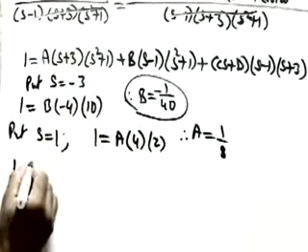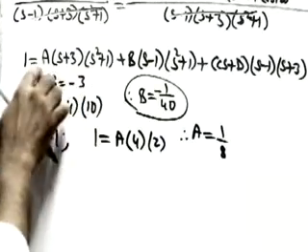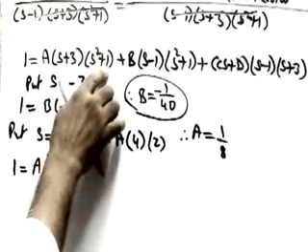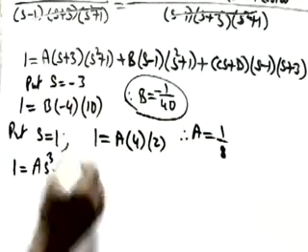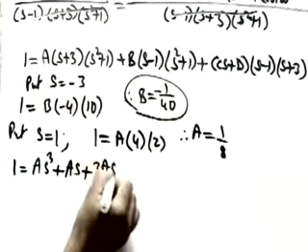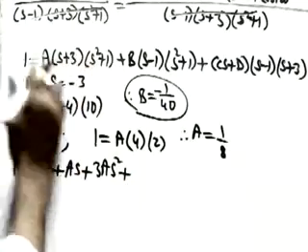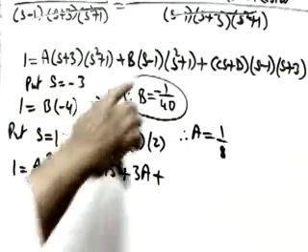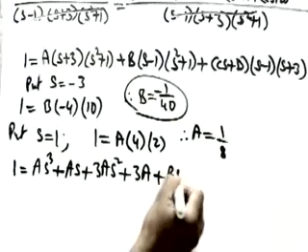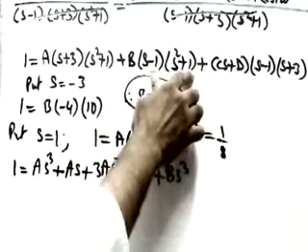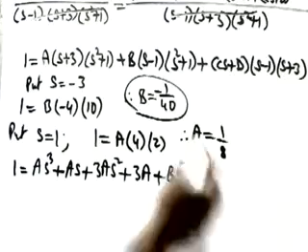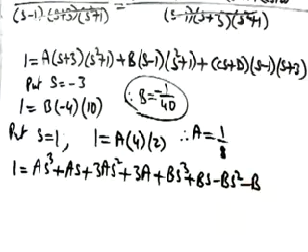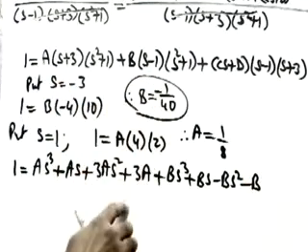Watch carefully. s into s square, s cube into a, s cube plus s into 1 is s into a, s plus 3s square into a is 3as square, plus 3 ones are 3 into a, 3a, plus here also let me multiply. See here, s into s square, s cube into b, s cube, s into 1 is s into b, plus bs minus s square into b minus bs square, minus 1 into b minus b. So we have multiplied this.